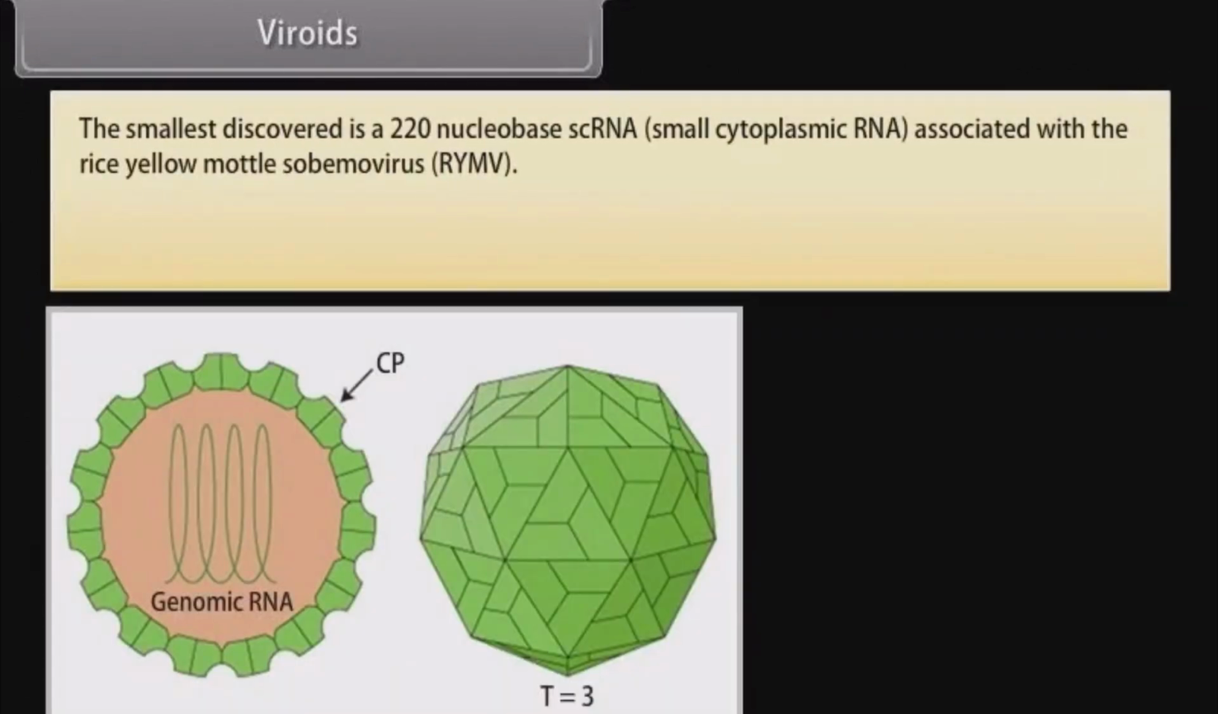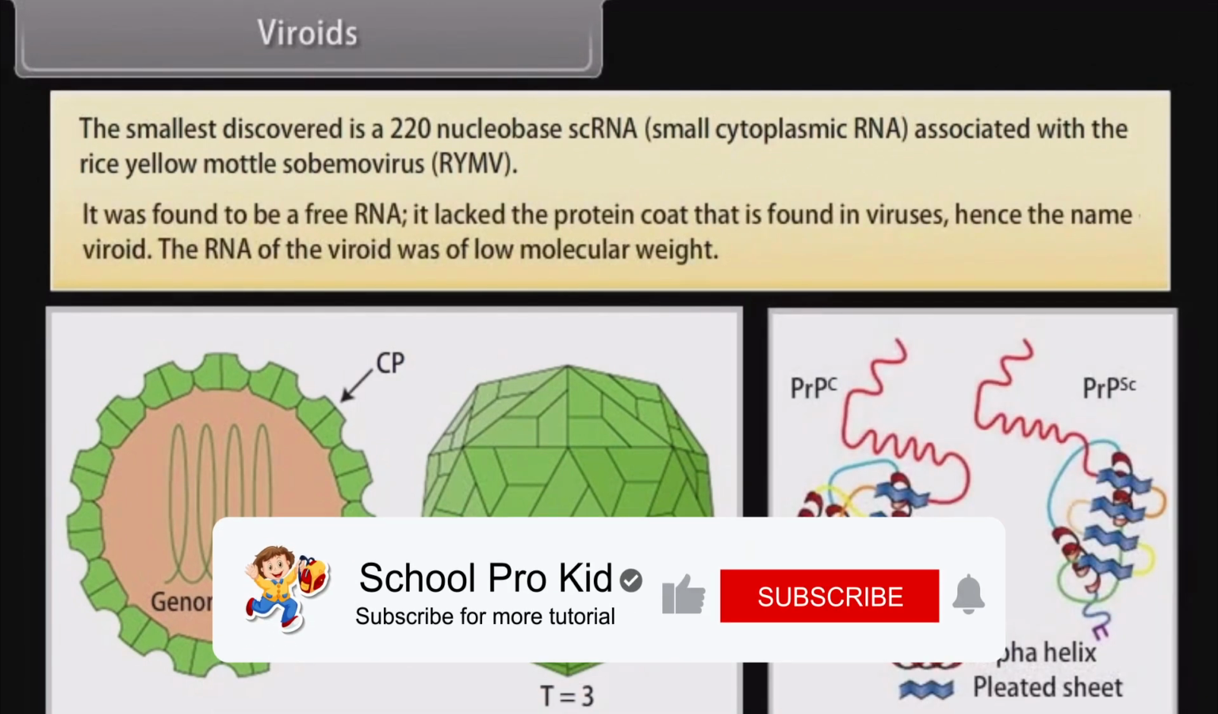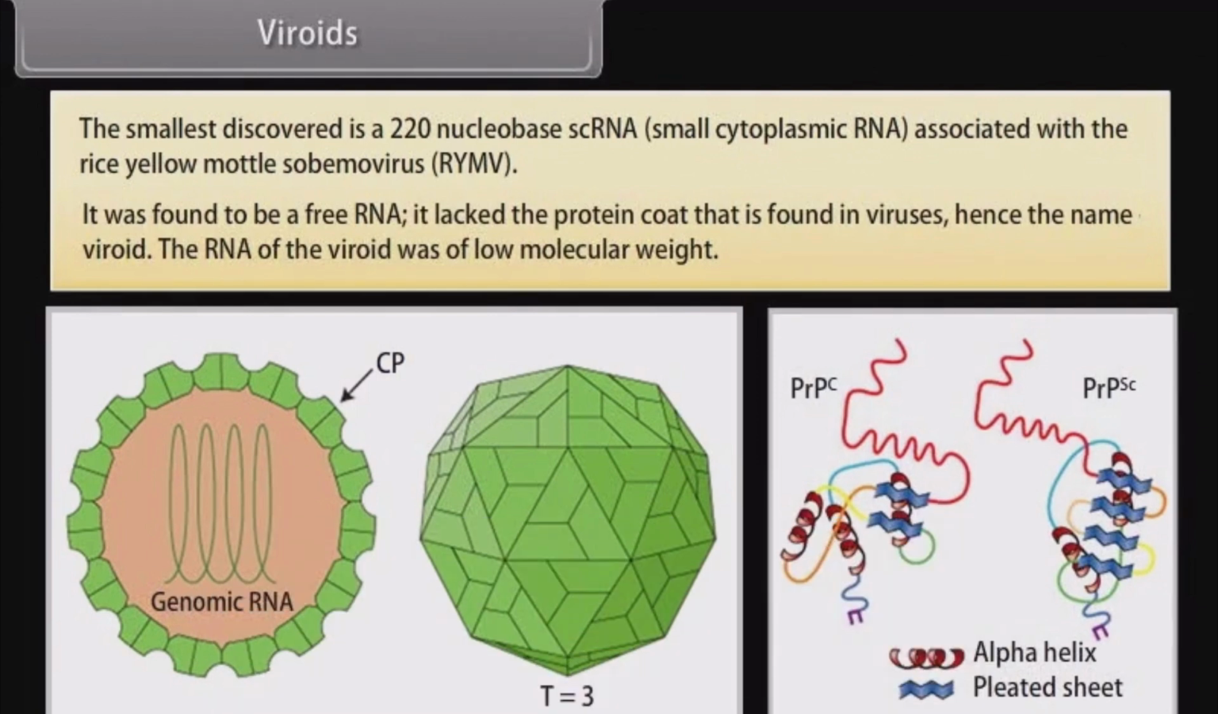The smallest discovered is a 220 nucleobase scRNA, that is, small cytoplasmic RNA, associated with the rice yellow mottle sobemovirus, that is, RYMV. It was found to be a free RNA. It lacked the protein coat that is found in viruses, hence the name viroid. The RNA of the viroid was of low molecular weight.